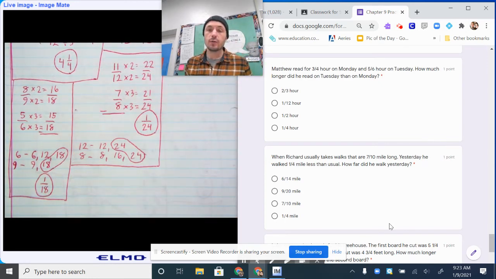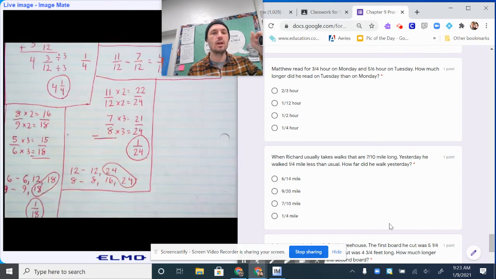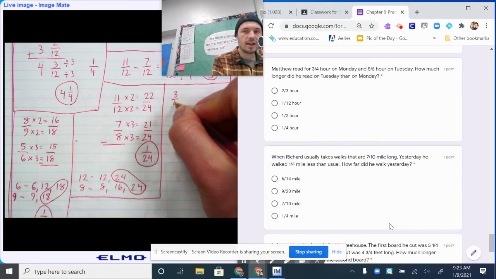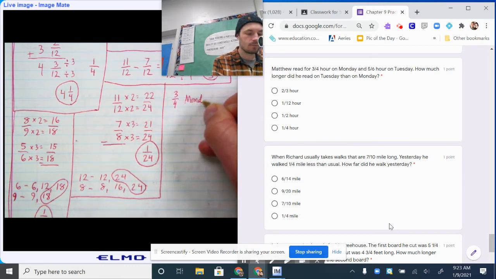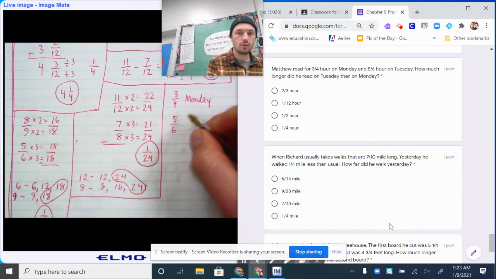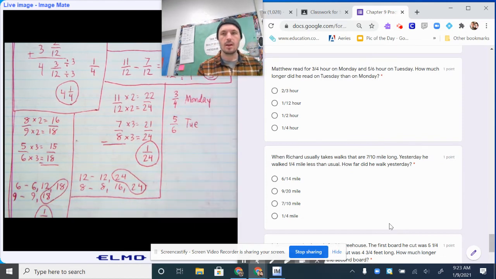Okay, Matthew read for 3/4 hour on Monday and 5/6 hour on Tuesday. How much longer did he read on Tuesday than on Monday? Now I'm going to read it again. Matthew read, and this time I would underline important information, but since I can't underline on the screen, I'm going to write it down on my scratch paper. Matthew read for 3/4 hour on Monday. That's what I would underline. And 5/6 hour on Tuesday. How much longer did he read on Tuesday than on Monday?